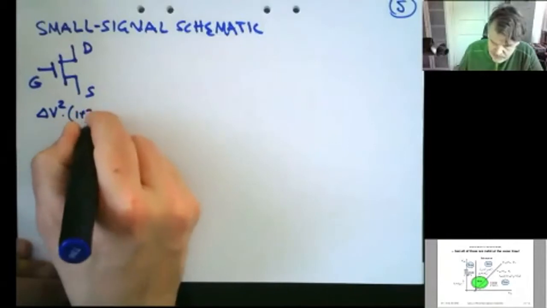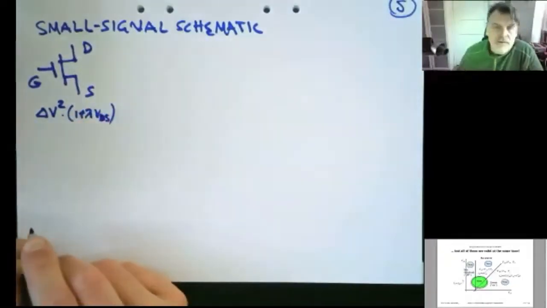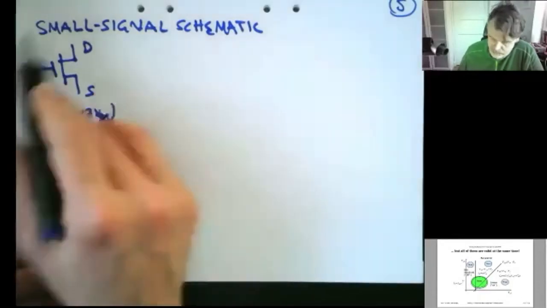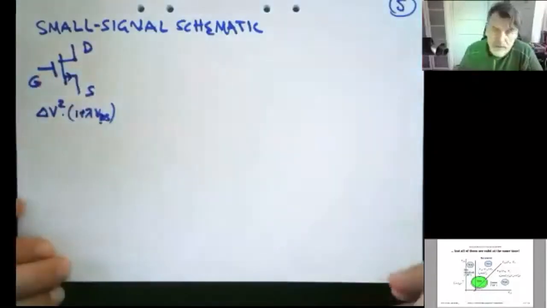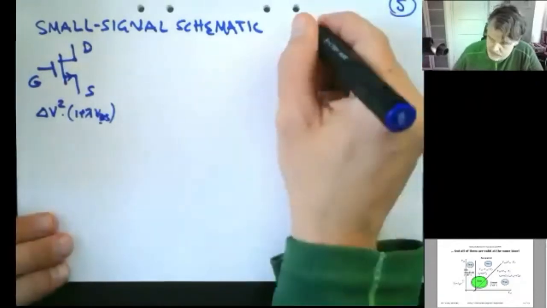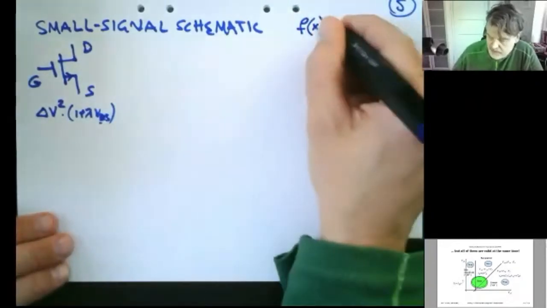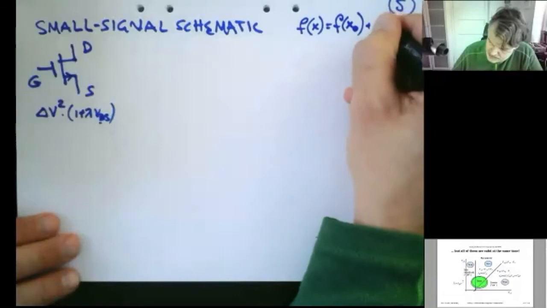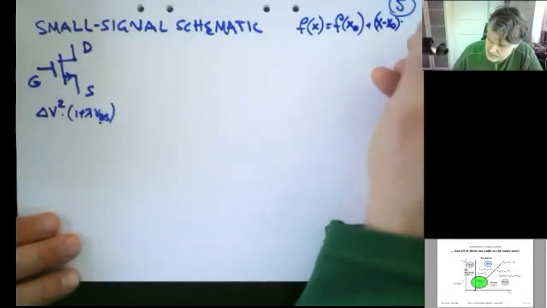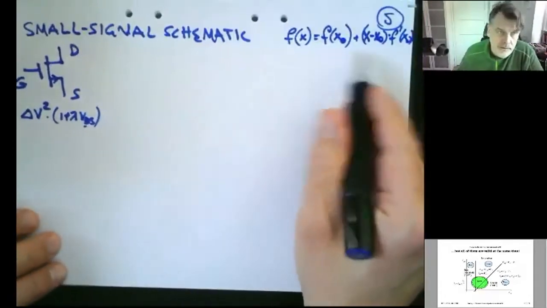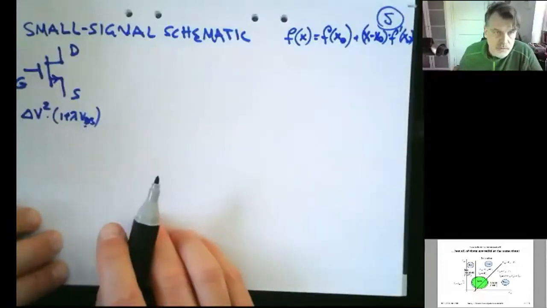There is a delta V squared term. There is this 1 plus lambda VDS term, etc. So it's not super large polynomials, but it's large enough to make it annoying for us. So what I say instead is that I use a Taylor expansion. If I take f of x, that's equal to f of x naught plus x minus x naught times f prime of x naught, for example, plus a few other components, or an infinite amount of components, but we assume them to be small.